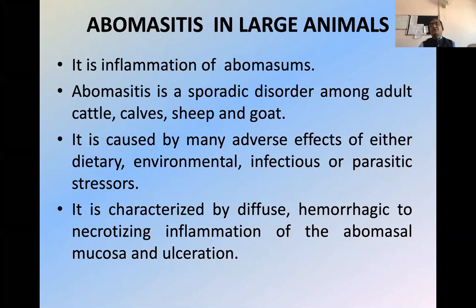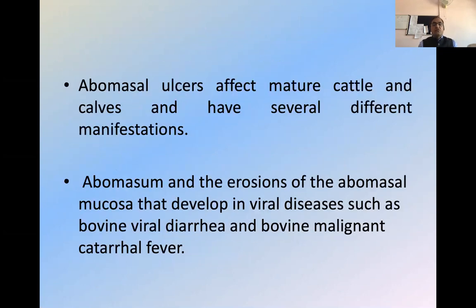So how will you appreciate the disease, because there is no true vomition, cattle and buffalo never vomit, so it is very difficult to clinically diagnose a case of abomasitis. It is characterized by diffuse hemorrhagic necrotizing inflammation of the abomasum, mucosa, and ulceration. This is only possible when you go for the postmortem and open the GI tract and see the abomasum, you will see the hemorrhagic lesion and necrotizing lesion on the mucosa and the ulceration, and most of the time they are there. But clinically, it is very difficult to diagnose on the basis of a vomition-like sign. But certainly the animal will show some sign.